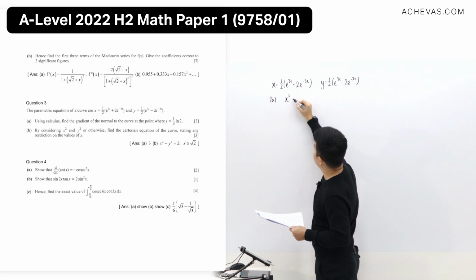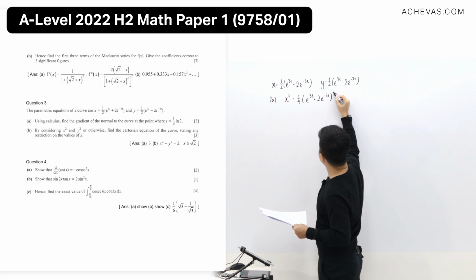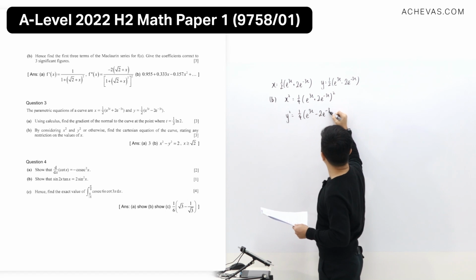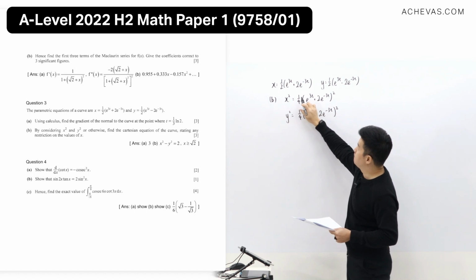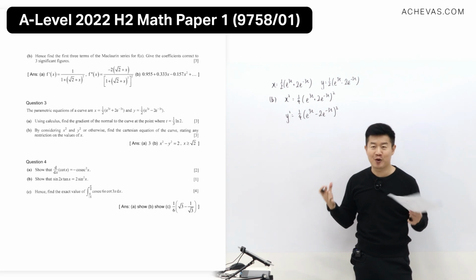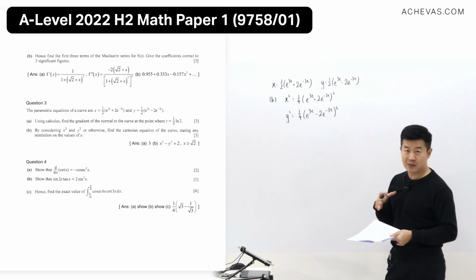So what is x squared? x squared is going to be equal to half squared is 1/4, so we have 1/4 times (e^(3t) + 2e^(-3t)) squared. And y squared will be 1/4 times (e^(3t) - 2e^(-3t)) squared. Okay, these two expressions don't seem too easy to combine together in such a way that t will disappear. But I can see the similarity definitely.